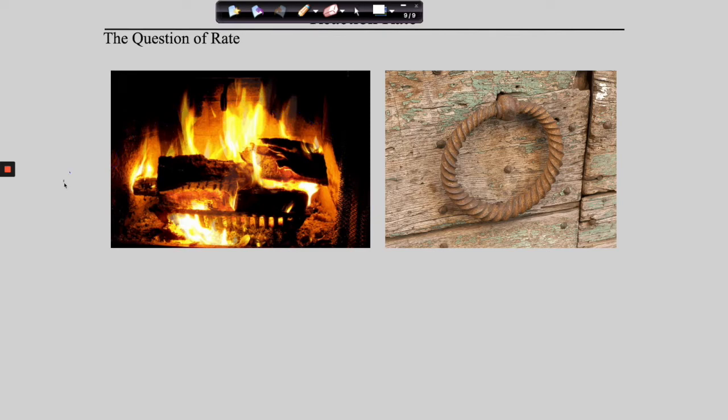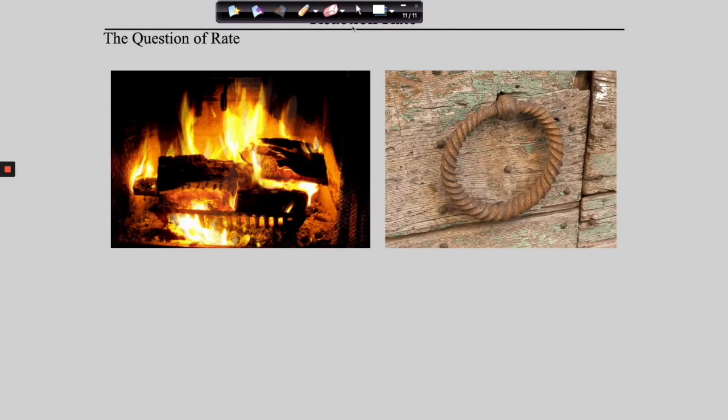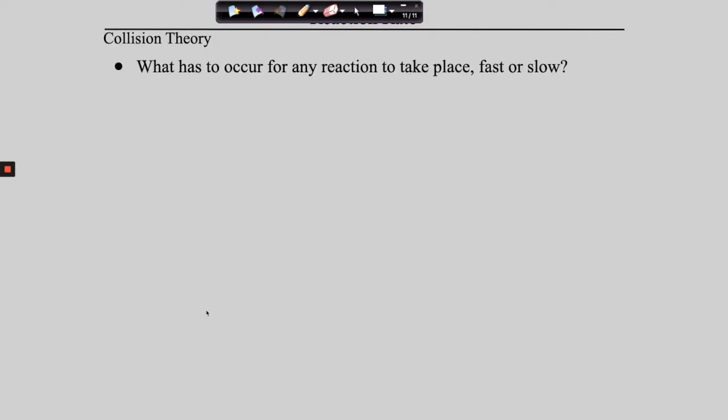So guys, again, the important big idea is that in order for a reaction to take place, there has to be a collision. Okay, with that understanding then, let's move on. So guys, in order for a reaction to take place, there has to be a collision. We call this the collision theory of reaction rates, because it's not a theory. This is the way that this works.